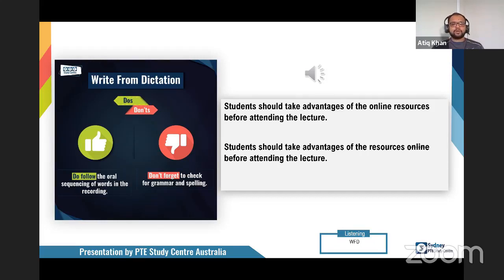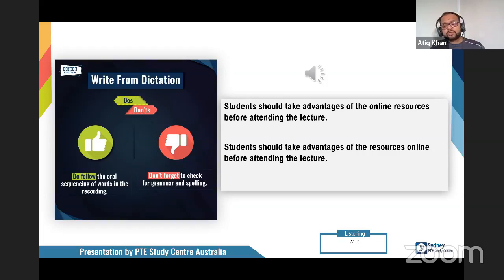Okay, so hopefully you may have taken the notes in your exercise copy. Let's start to type the sentence onto the comment box. So what we were looking for was: students should take advantages of the online resources before attending the lecture. Now you could take that sentence down in the form of initials, then convert those initials into full words and then type the words.